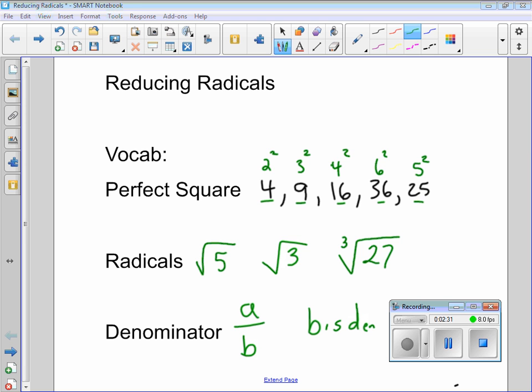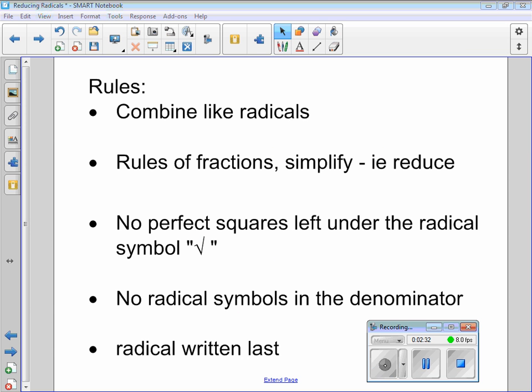Let's take a look at reducing these things. So these are the basic rules for dealing with radicals. Make sure you combine like radicals. Rules of fractions, simplifying, all that stuff, that all applies when we're dealing with radicals. No perfect squares left under the radical symbol. No radical symbols in the denominator. And radicals are written last, okay? All right, let's make sure we understand those concepts.